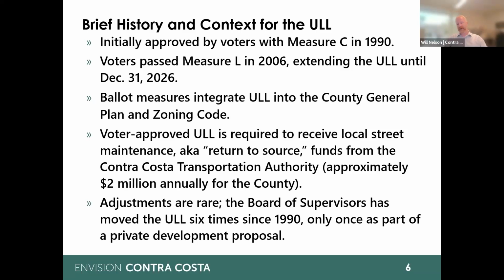To get some of our funding back from the Contra Costa Transportation Authority, some of the sales tax money that we all pay, each jurisdiction is required to have a voter-approved ULL. So it's important for the county to have one to retain. It's about $2 million that it gets annually from CCTA. And then it's very rare to move the line. It's only happened 6 times since 1990 and only once as part of a development proposal.